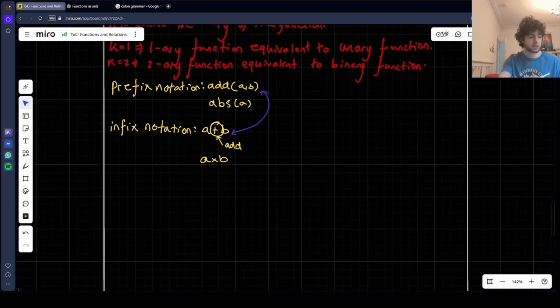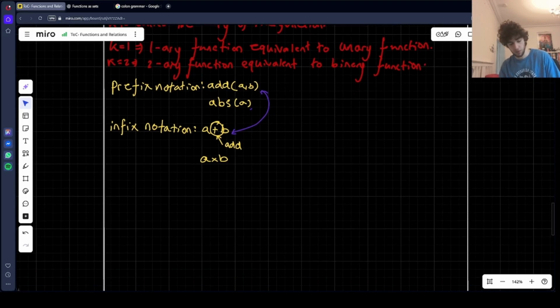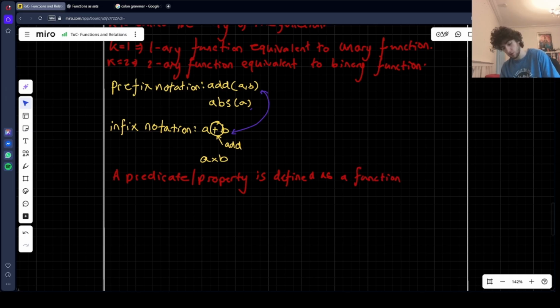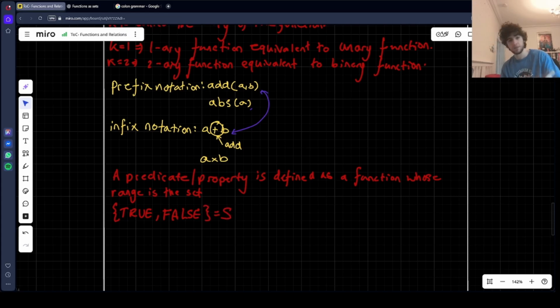So we also have things called predicates or properties. They're the same thing, just different terminology. But a predicate, or a property, is actually just a function, to be honest with you. It is defined as a function, but we have a specific form for its range, whose range is the set with two elements inside, either true or false, and that's equal to s. Okay, so any predicate is effectively just a function. So what we input into that function is irrelevant in terms of defining it. But it will always output one of these two things, true or false.